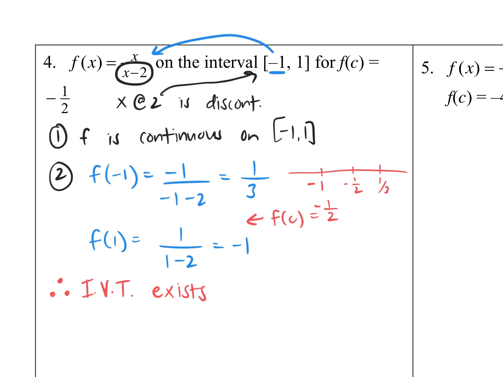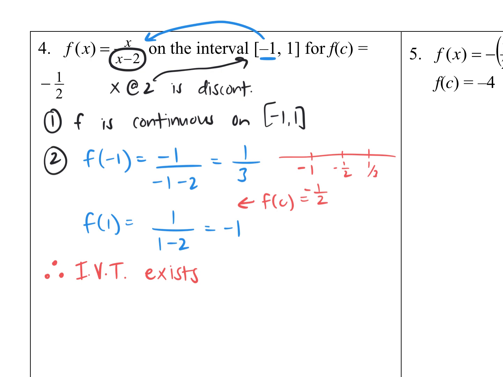Or applies. Okay? So now that we've shown those two things are true, we need to actually find c. So what is the c value that gives me a y output of -1/2?